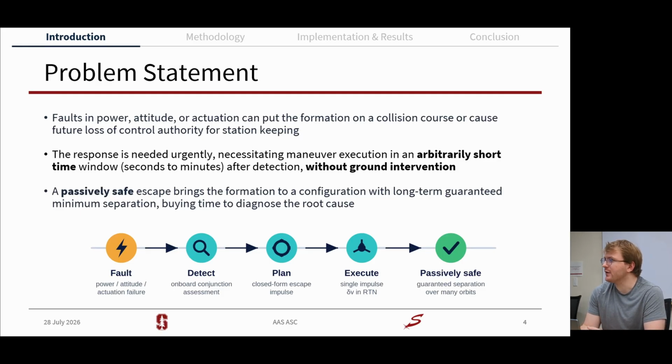So what we seek to do is generate on board a passively safe escape maneuver to bring the formation into a safe configuration for a long period of time, over which the ground can then diagnose what has gone wrong and potentially bring the spacecraft back to a functioning formation. So we'll go through identifying the faults, and how we can plan on board a response to them. That maneuver can be executed and can be checked for accuracy and how likely it is to result in a safe configuration, and hopefully we end up in a passively safe terminal state.